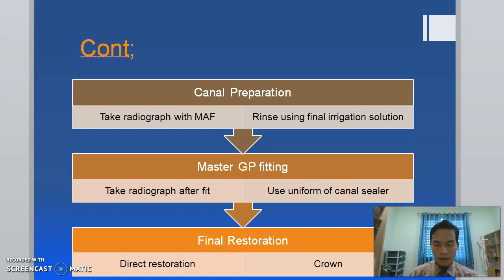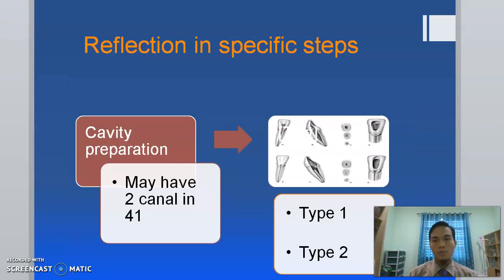Then at the second visit, we open up the temporary restoration and proceed to canal preparation and master cone fitting, and then obturation, followed by the final restoration using composite restoration if indicated. We will do a crown for this anterior tooth if the marginal ridge is fully affected. And I would like to proceed with my reflection on these specific steps.